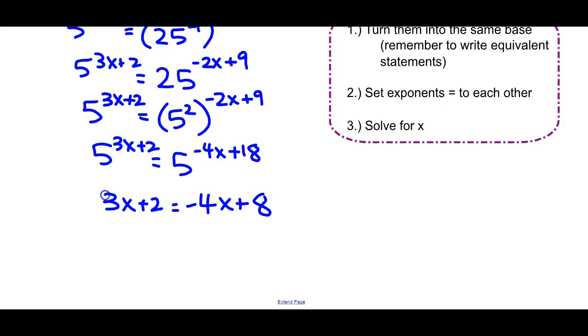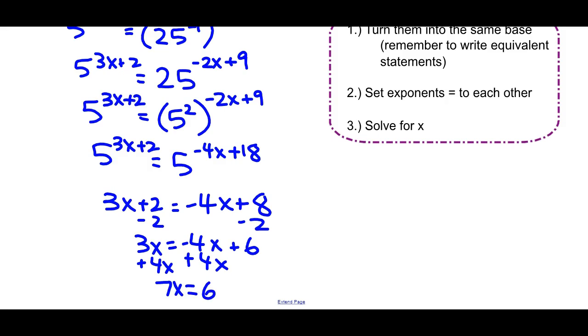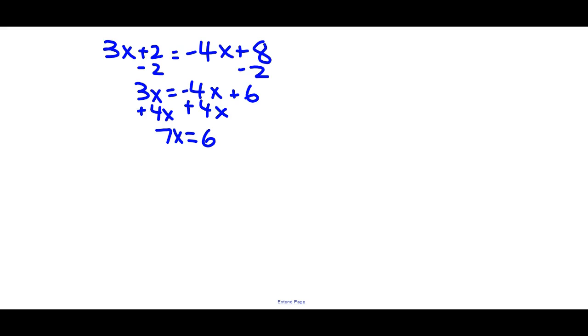And then solve for x. Step 3: subtract 2. Add 4x. 7x equals 16. So therefore, when you divide by 7, x equals 16 over 7. Final answer.